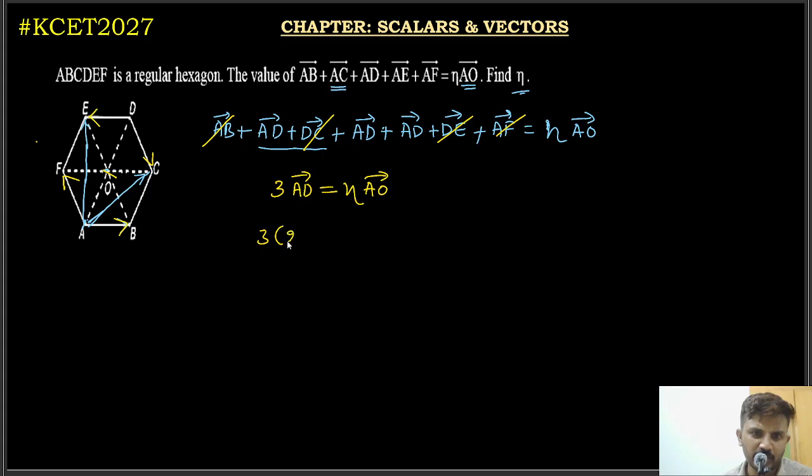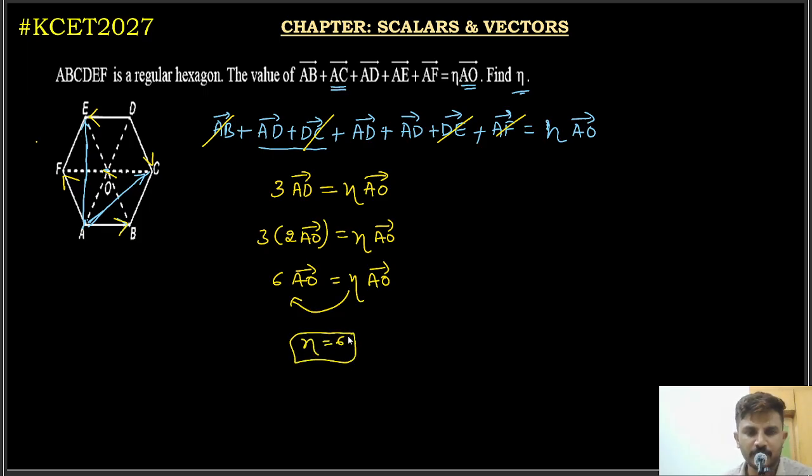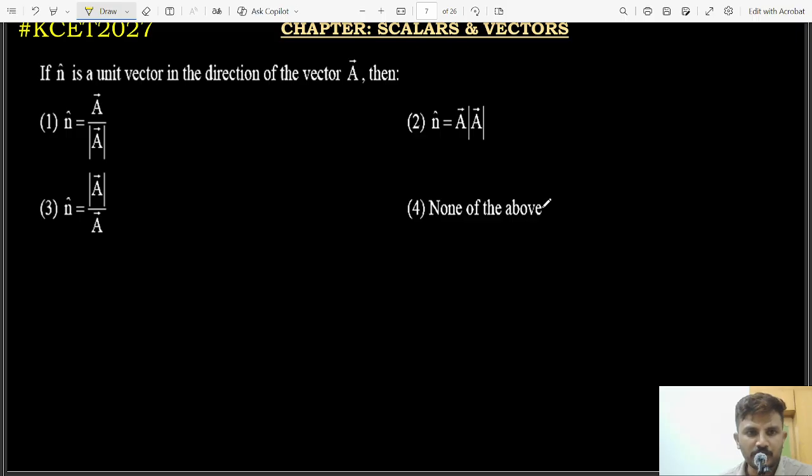Look at the diagram. Right? That is eta times AO. So that is 3 times 2, 6 AO, that is eta times AO. Therefore, eta value is 6. Simple as that. Okay. Moving on to the next question.